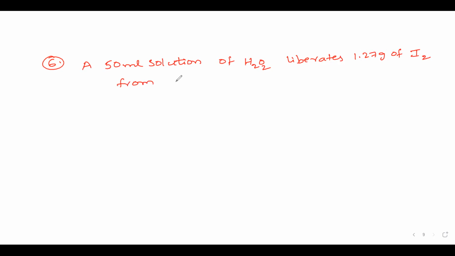A 50 ml solution of hydrogen peroxide liberates 1.27 grams of iodine from acidified potassium iodide solution.